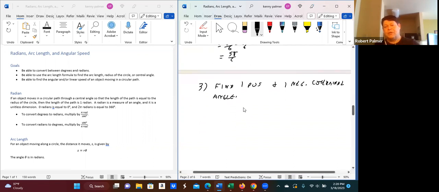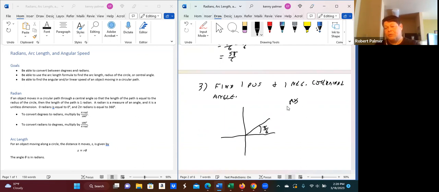Okay, let's do the same thing once again for pi over 6. Pi over 6 is about right here. So for the positive coterminal angle, we just have to go all the way around, which is 360 degrees. That's the same as 2 pi. So it's going to be pi over 6 plus 2 pi.